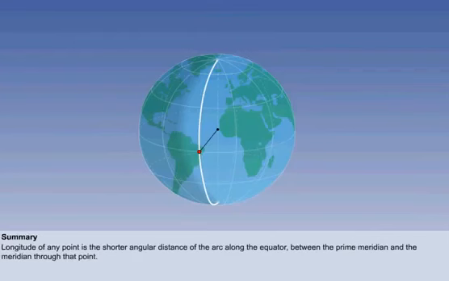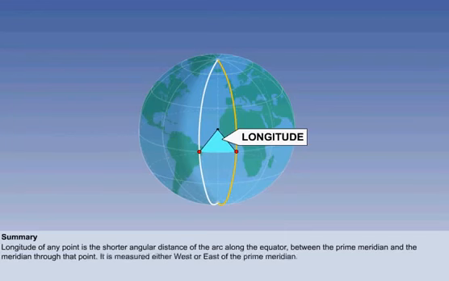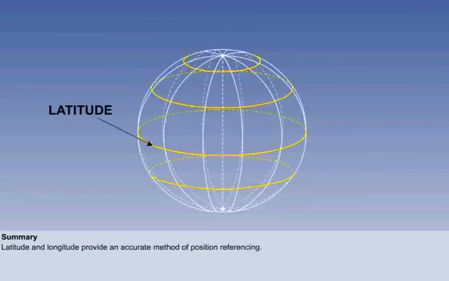In summary, longitude of any point is the shorter angular distance of the arc along the equator between the prime meridian and the meridian through that point. It is measured in relation to the angular distance west or east of the prime meridian. The position reference system of latitude and longitude provides a very accurate system to locate positions on the surface of the Earth.